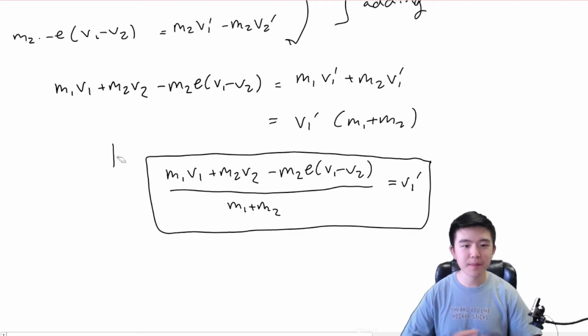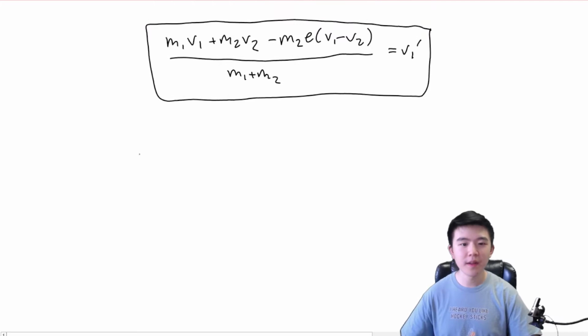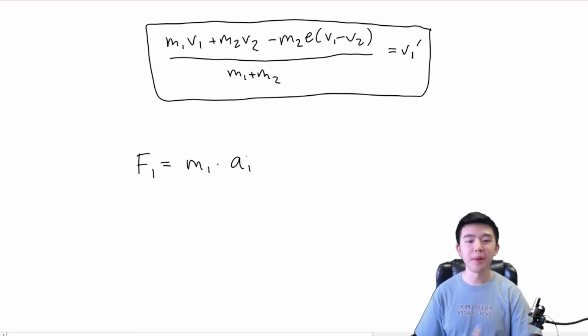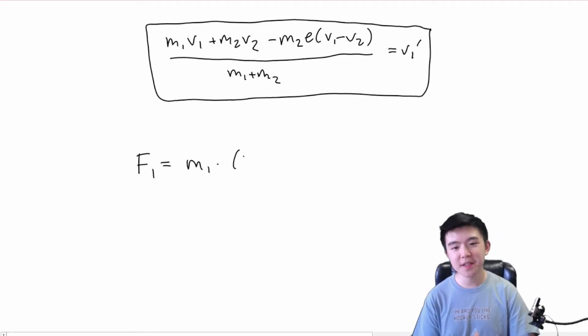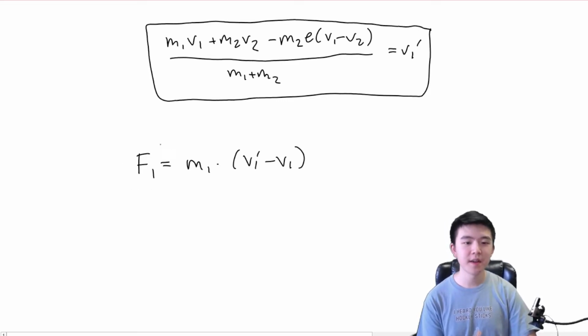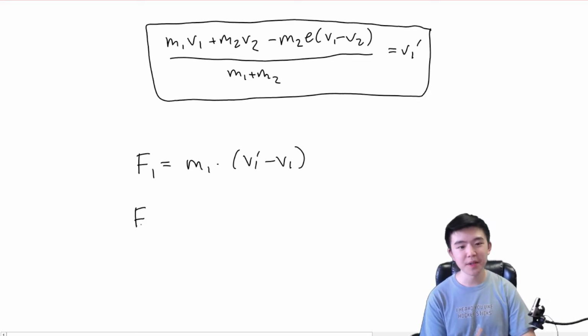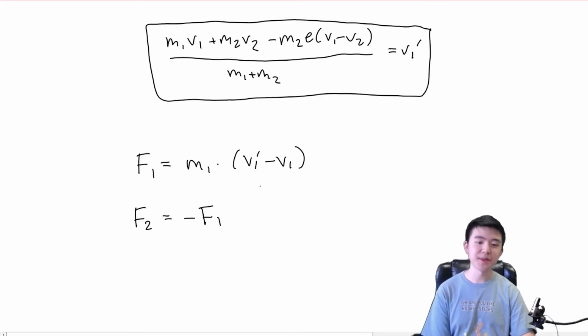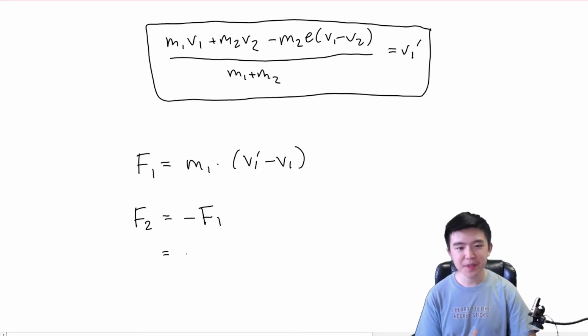The force on ball 1, recall, equals the mass of ball 1 times the acceleration as a result of the collision on ball 1. And the acceleration of the collision is just v1 prime minus v1. So now we have the force of the collision on ball 1, and now we need the force of the collision on ball 2. That's going to be equal to negative f1 because of Newton's third law. So that's going to be equal to m1 times v1 prime minus v1.